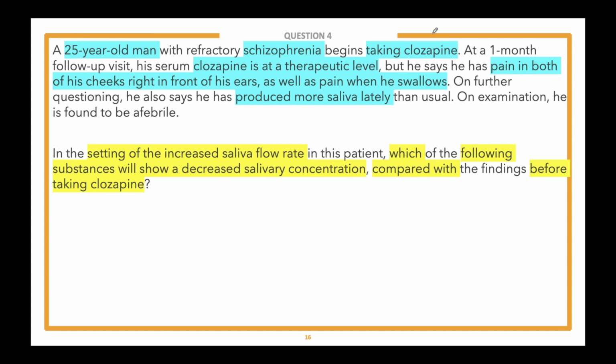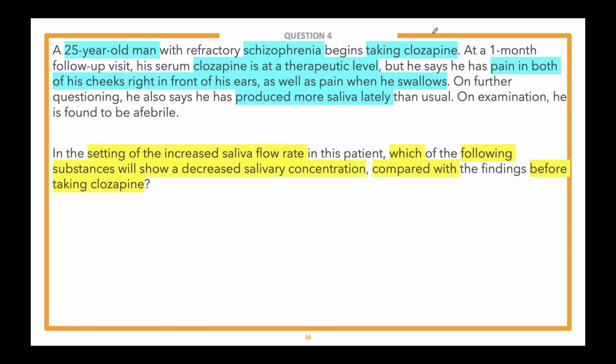They also tell us that he's experiencing certain symptoms, specifically this pain that he's describing, and that he's making more saliva. So obviously important to highlight that. Then you can see that the lead-in is pretty lengthy, and there are a few important things there to make sure that we understand exactly what this question is asking us.